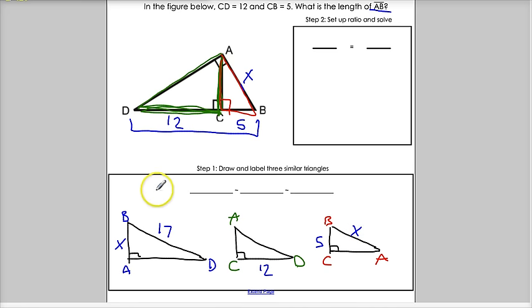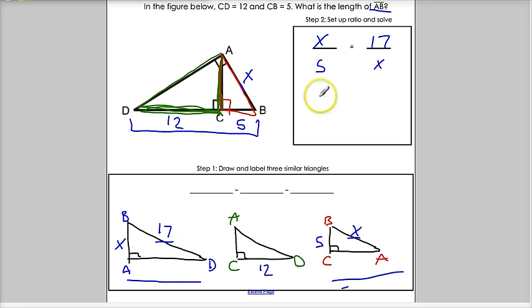So now we have to pick the two triangles with corresponding sides, and that would be our first guy right here and this guy right here, right? And we can say that X is to 5, my shorter side is to the shorter side, as 17 is to X.